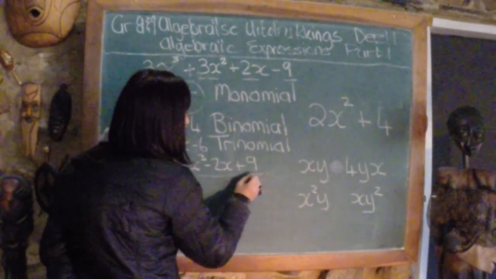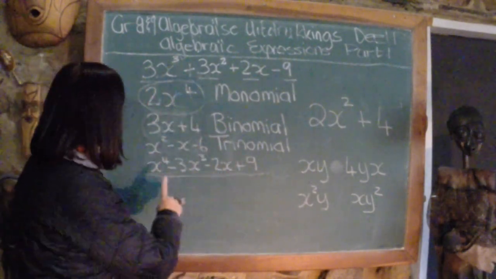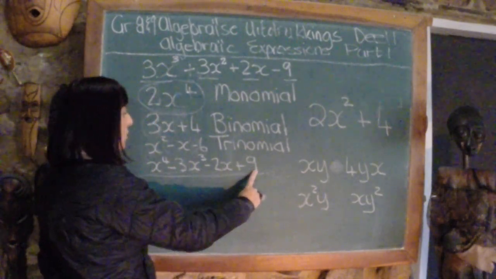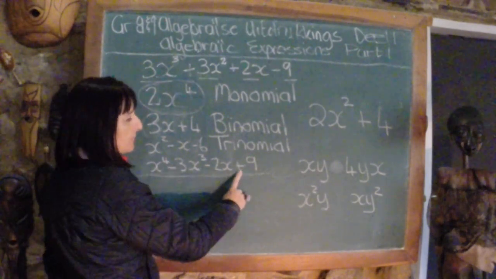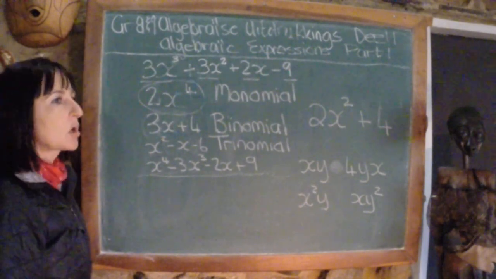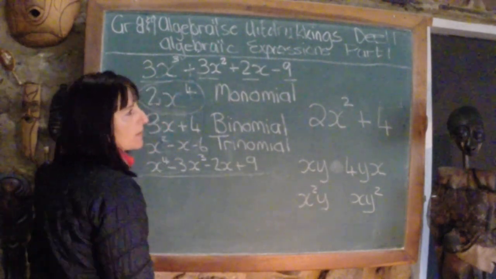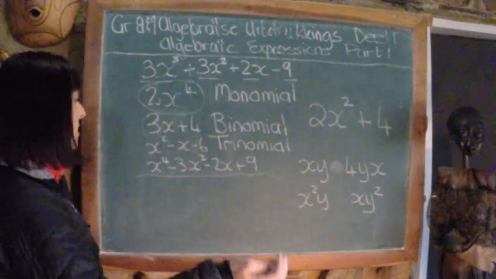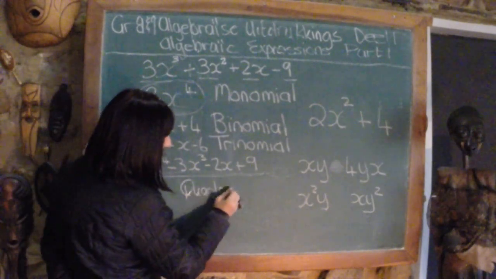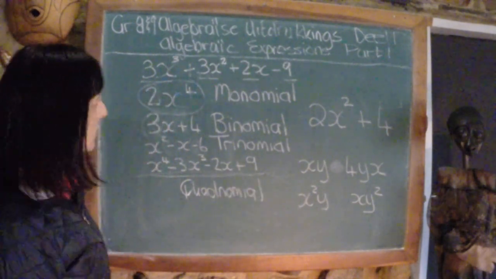The last one is an algebraic expression with 4 terms. Let's quickly count them. 1, 2, 3, 4. Dit word geskei deur 'n minus en 'n plus. Ons noem hierdie ouetjie 'n quadnoom, 'n quadnomial, because there's 4. Remember, quadri means 4, so that's a quadnomial, of a quadnoom. Okay, that's a bit learning work.